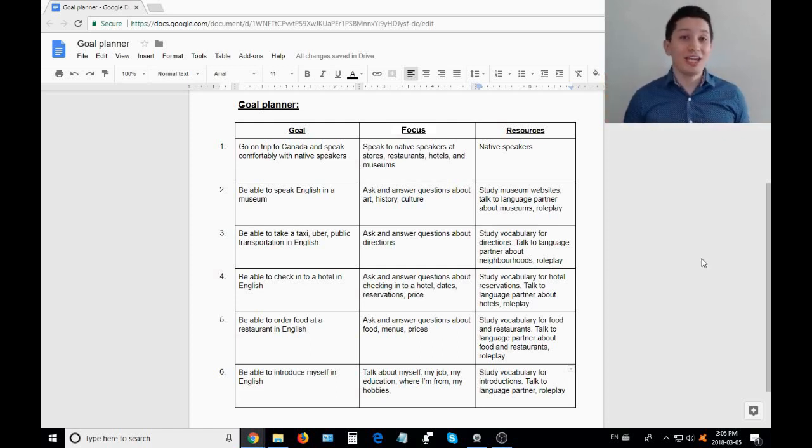You may have noticed that for every goal in the resources, I put talk to language partner and role play. And this is because language is all about communication. So it's very important to include communication activities as much as possible. Even if you're a beginner, you want to try speaking English as much as possible from the very beginning. Don't worry if you make mistakes. It's more important to practice speaking in English.